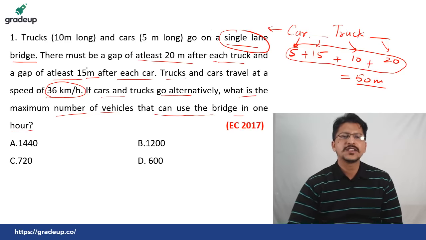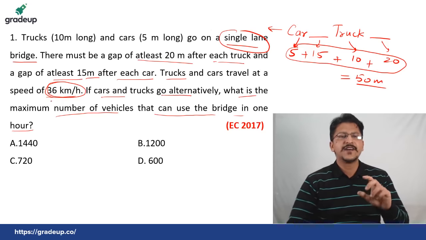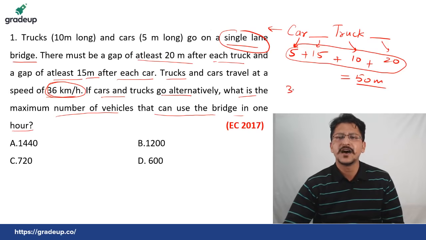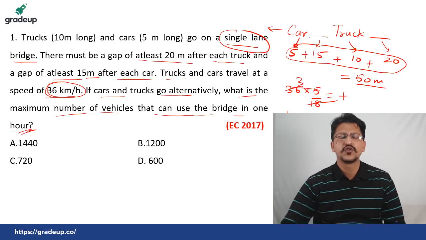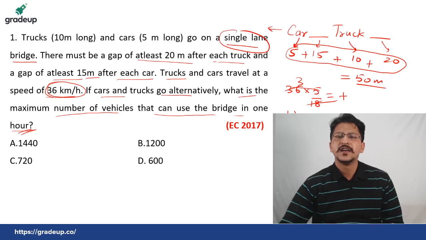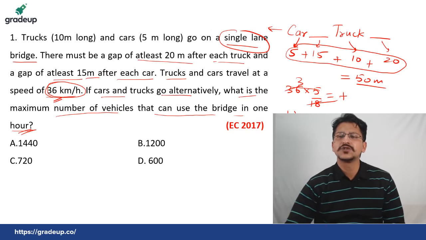Okay. And what is the common speed? The common speed of the car and the truck. That means they travel with the same speed of 36 kilometers per hour. Basically, you don't have to convert it, because it is asked in 1 hour only. So no need to convert it. In 1 hour, they travel 36 kilometers, because their speed is 36 kilometers per hour. So this comes out to be 36,000 meters.